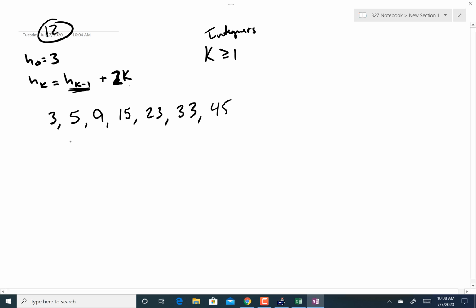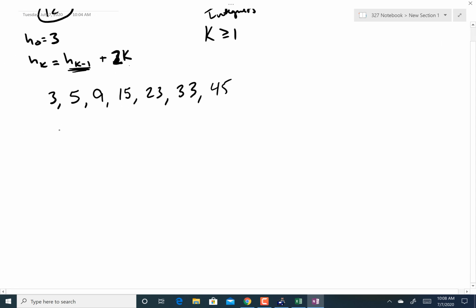Now why is that second difference constant? I don't know, let's find out. So you had 3, you're going to have 3 plus 2 times 1, comma. Then you're going to have 3 plus 2 times 1 plus 2 times 2, comma. And then you're going to have 3 plus 2 times 1 plus 2 times 2, that's the previous term, plus 2 times 3, and so on and so on.